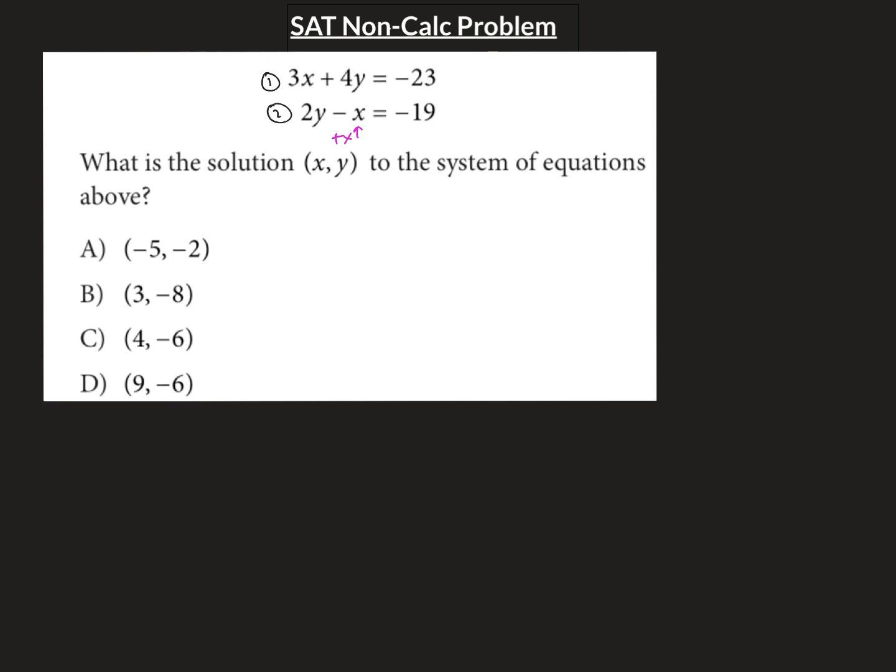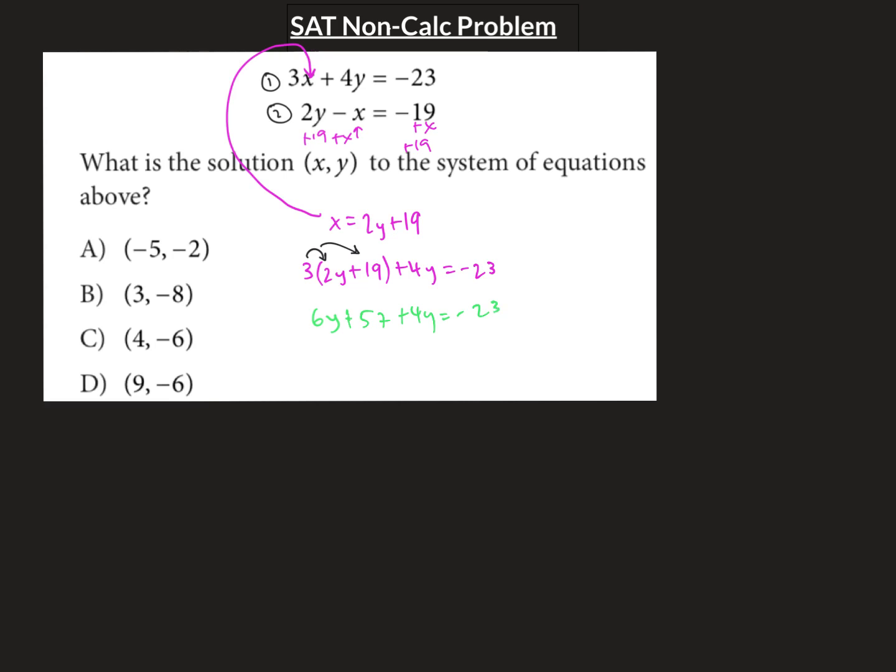So now we just bring this over, plus x plus 19 plus 19, and this becomes x is equal to 2y plus 19. And now we plug in this x into this equation here. So then we get 3 times (2y plus 19), because this is nothing but x, plus 4y equals negative 23. And now we distribute this 3 over into both numbers. So then our new equation is 6y plus 3 times 19 is 57, plus 4y is equal to negative 23.